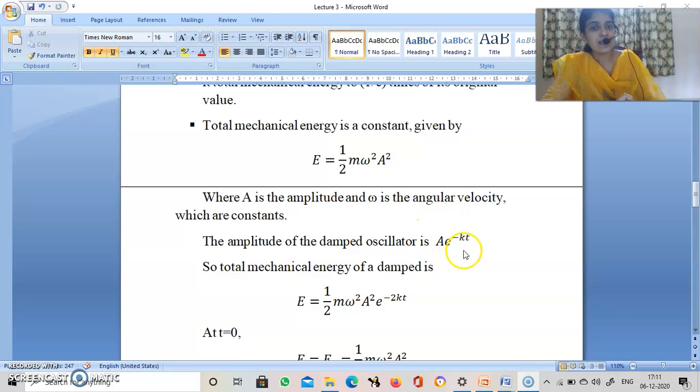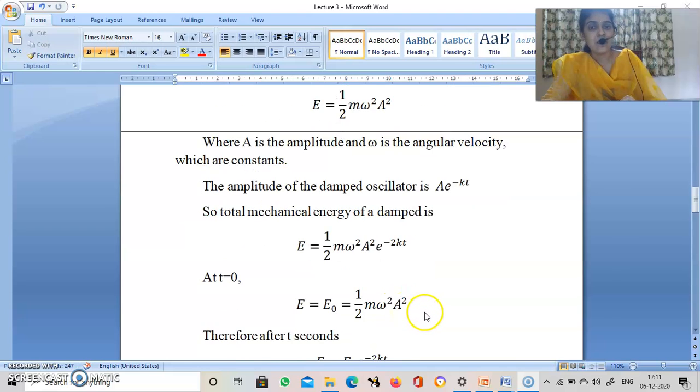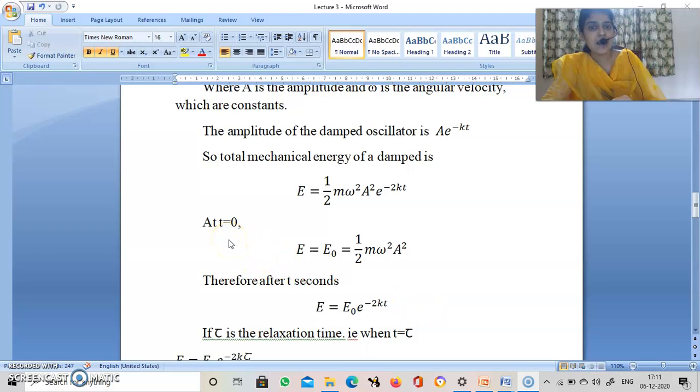So on squaring this, what we are getting? A square e raised to minus kt whole square, that is e raised to minus 2 kt. So I am substituting this value in this equation. E is equal to half m omega square a square. So that becomes E is equal to half m omega square a square e raised to minus 2 kt. Now we are putting the two conditions. The first one is at t is equal to 0. When t is equal to 0, what we have? E is equal to E0. I am denoting that with E suffix 0.